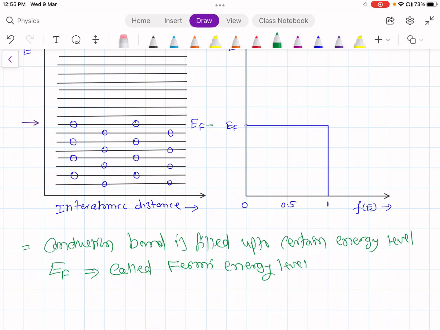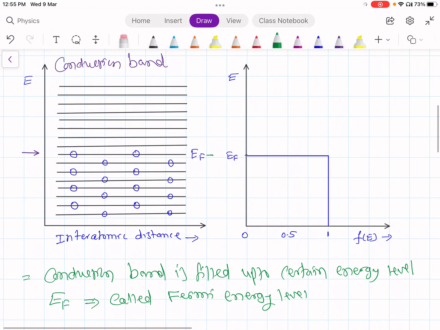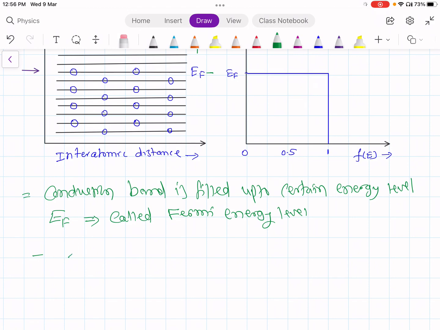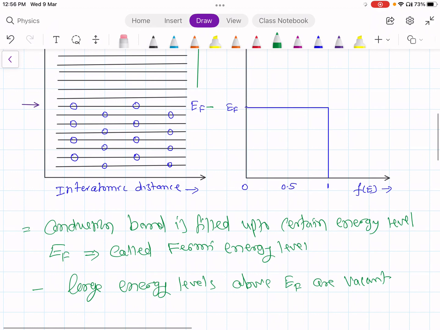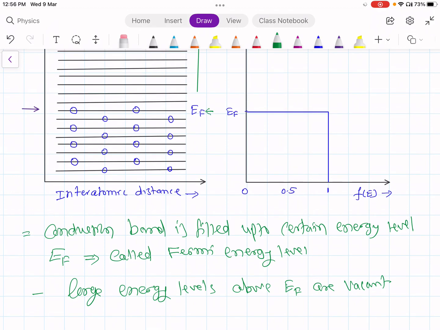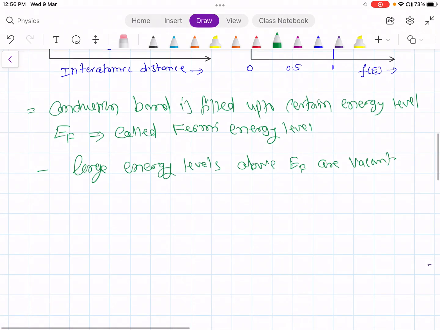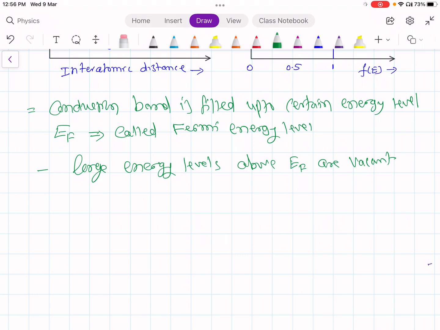There are large energy levels vacant above EF. As you can see in the diagram, there are large vacant energy levels above EF. So we can define this Fermi energy level EF as the highest filled energy level in a conductor at 0 Kelvin.